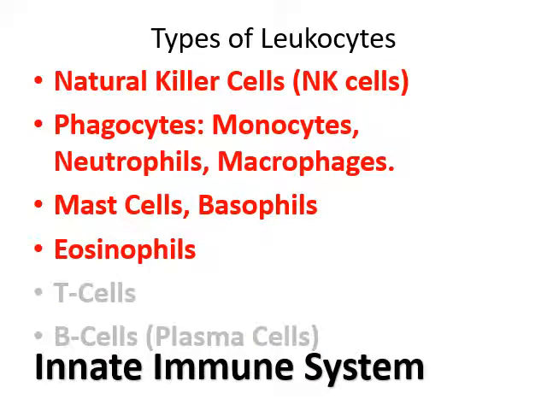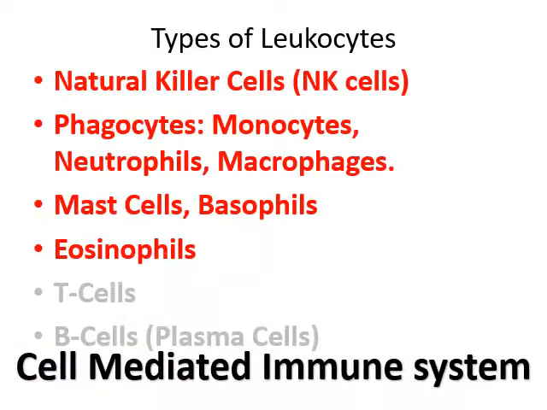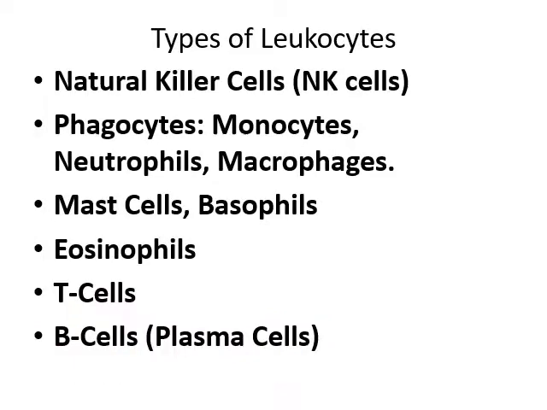These cells are all part of the innate immune response, the innate immune system. These cells are part of the adaptive immune system. These cells are all part of what is referred to as the cell-mediated immune system. These cells are part of what is referred to as the humoral immune system. So you need to be familiar with all of these cells and what type of immune response they mediate.